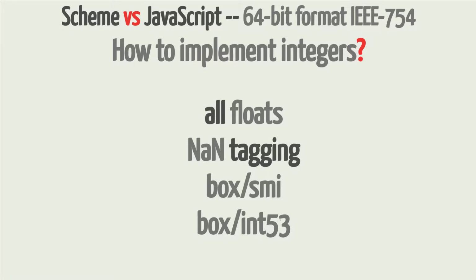The simplest solution could be to represent all numbers, including integers, as floating-point numbers. We are not aware of any system designed for performance that uses this strategy. The second possible strategy is nantagging, a technique that takes advantage of all the possible not-a-number values to encode type information. The remaining options are to distinguish integers and real values using bit patterns. Floating-point numbers are heap allocated and integers are represented as 32 or 53-bit values.